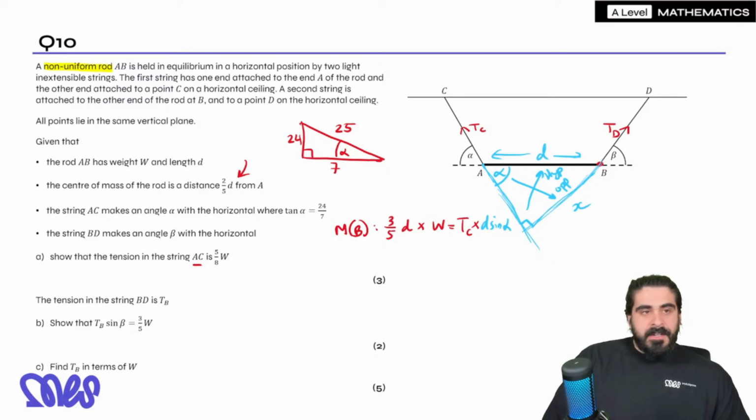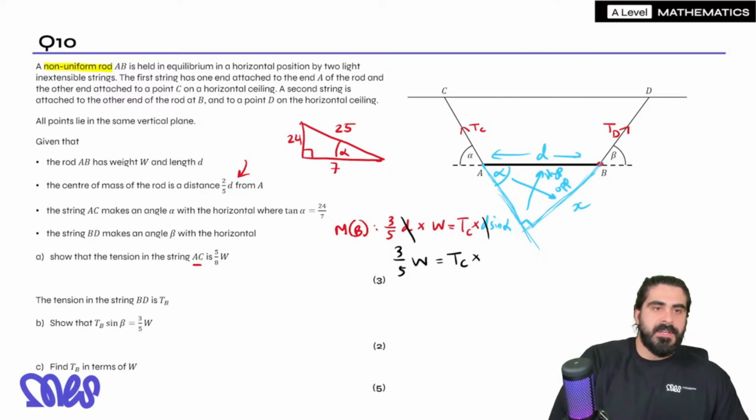You can see D cancels on both sides. We have 3/5 W is TC times sine alpha. Then sine is opposite over hypotenuse, 24/25. And then I'm hoping that gives you 5/8. It does, because the 5 cancels that 5, and that 8 cancels. So yeah, TC is 5/8 W.